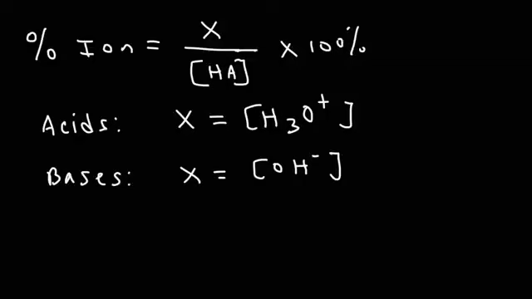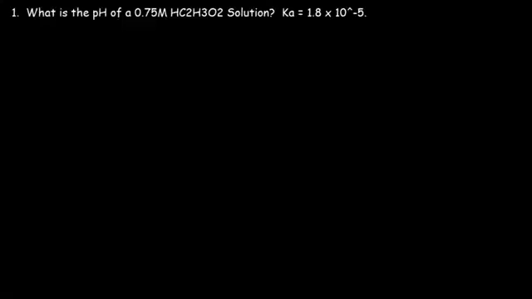So let's go ahead and work on some practice problems. Let's put these equations to good use. What is the pH of a 0.75 molar acetic acid solution? And we're given the Ka. So first, let's write the dissociation reaction of acetic acid when it's combined with water.